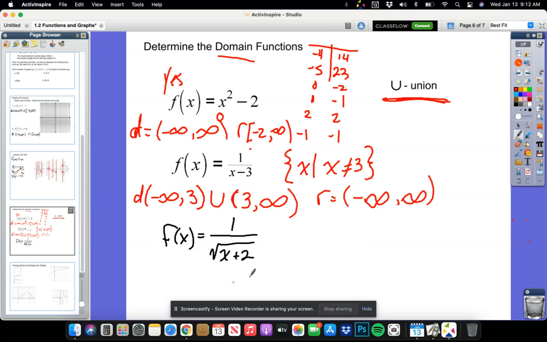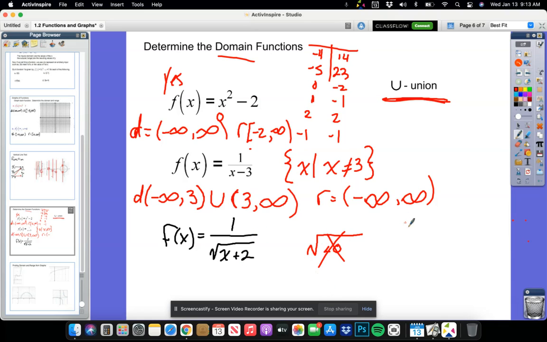All right, let's look at this problem. Same idea here. We can't get a 0 down here, so for sure we can't have negative 2. But also, we have to take into consideration there's a radical here. As we did first semester, there are things you can't have down here in a radical. You can have a radical 0, which is still 0, but you can't have anything less than 0. You can't have any negative numbers down here. If you have a negative in a radical, that makes it imaginary.